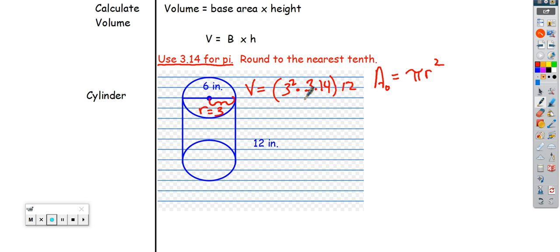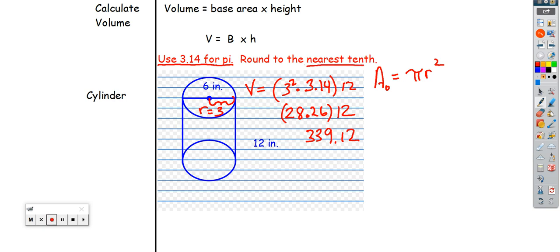So let's find the area of the base. 3 times 3 is 9. 9 times 3.14 is 28 and 26/100 times my height, which is 12. So that tells me that my volume, when I multiply it out, is 339 and 12/100.